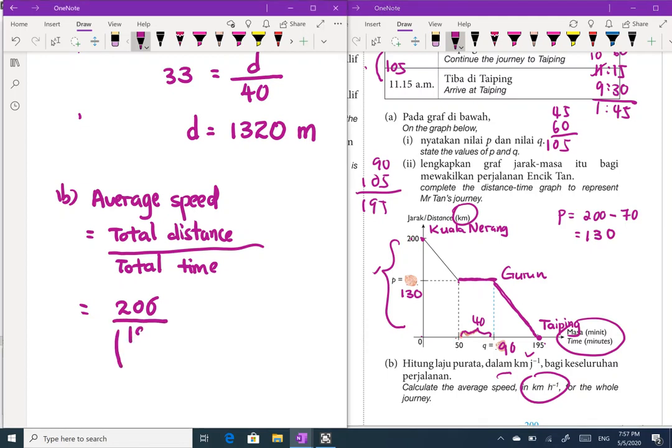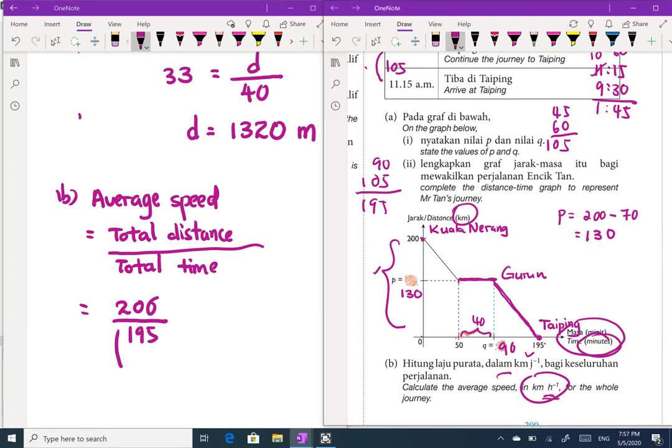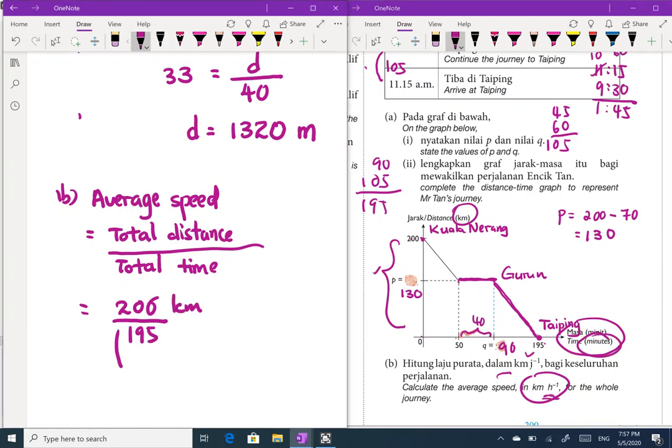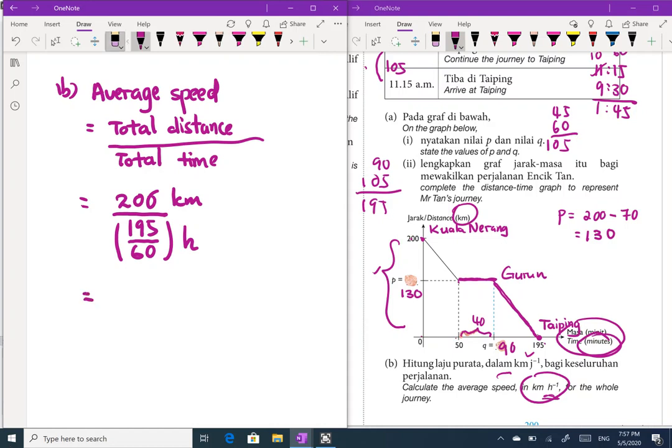Total time is, remember, 195 minutes. 这个是 minutes. 我要 hour. This is kilometer. I want hours, so you need to divide by 60. 我要小时, 所以要除60. So you will get 61.54 kilometer per hour. Okay, this is what we learned for today.